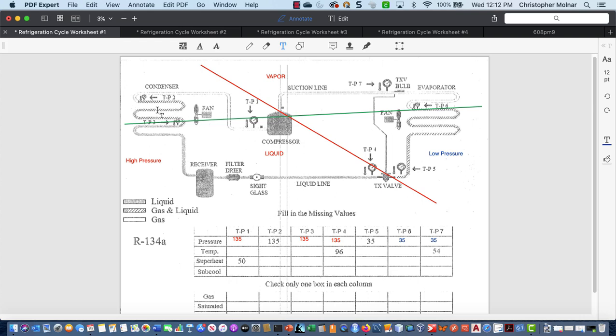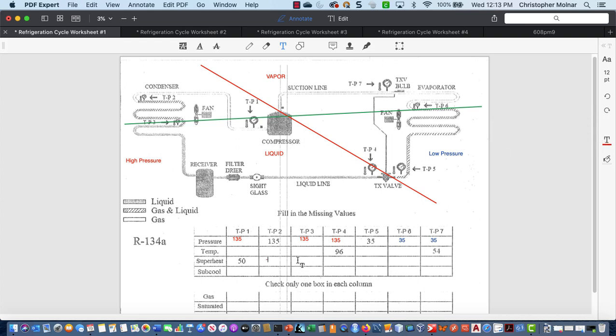Okay, so we know that TP3 has a pressure of 135. TP4 has a temperature of 96. Okay, so that's right there. But that means we have subcooling. We know we do not have any superheat. We have superheat at TP1, but at TP2, we do not have any superheat anymore. Okay, and I'll explain that in a minute.